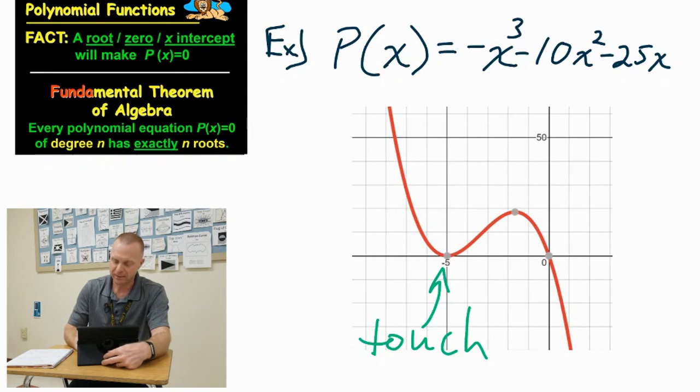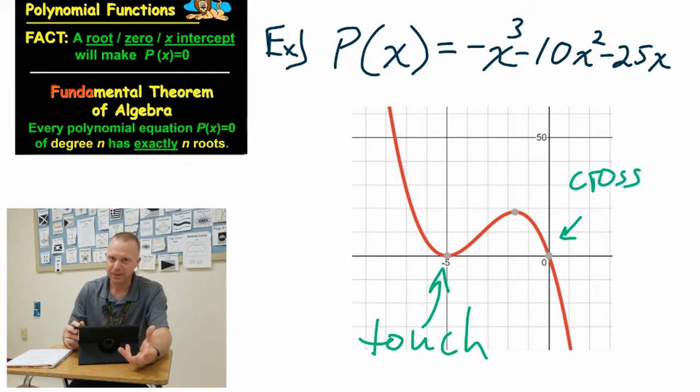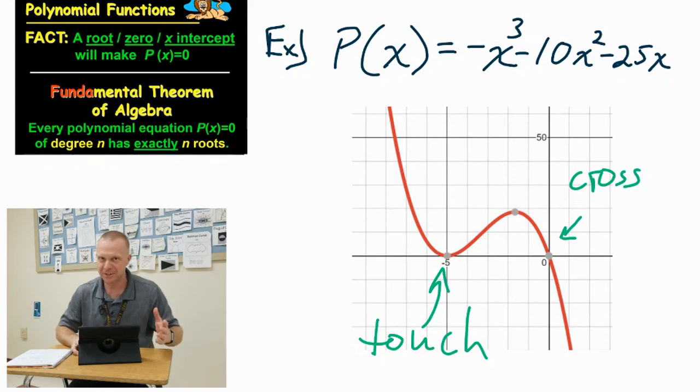What about over here? What's happening over here? It's not just touching, is it? No, it's crossing. Well, that's more normal. And whenever a polynomial crosses the x-axis, that means it has a multiplicity of 1.